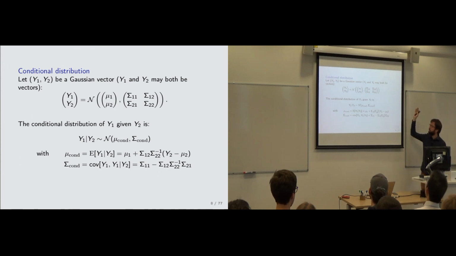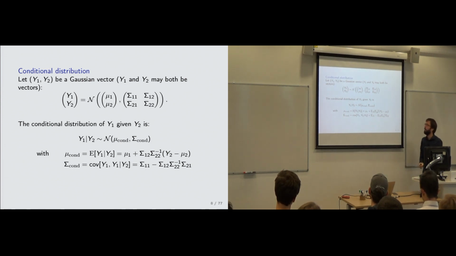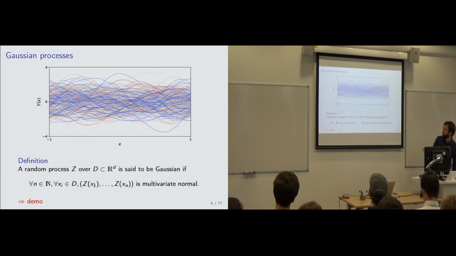I put them here because they are important, but you've seen that in the talk just before. There's nothing different here. So we can get an analytical expression of the conditional mean and of the conditional variance of a multivariate distribution. And now we'll be talking more about Gaussian processes.